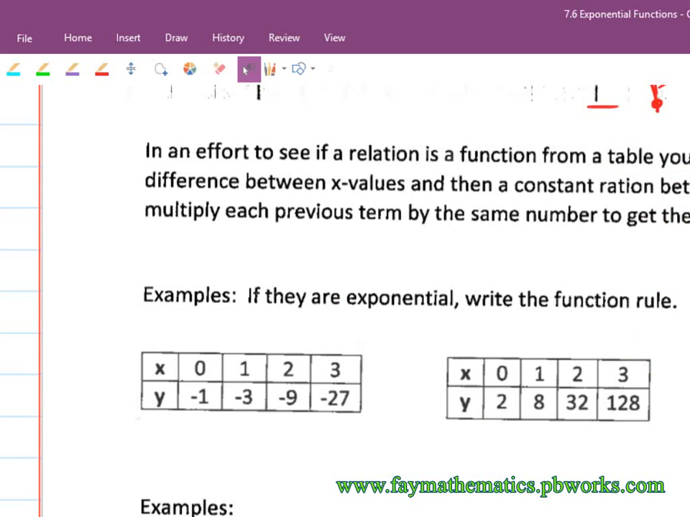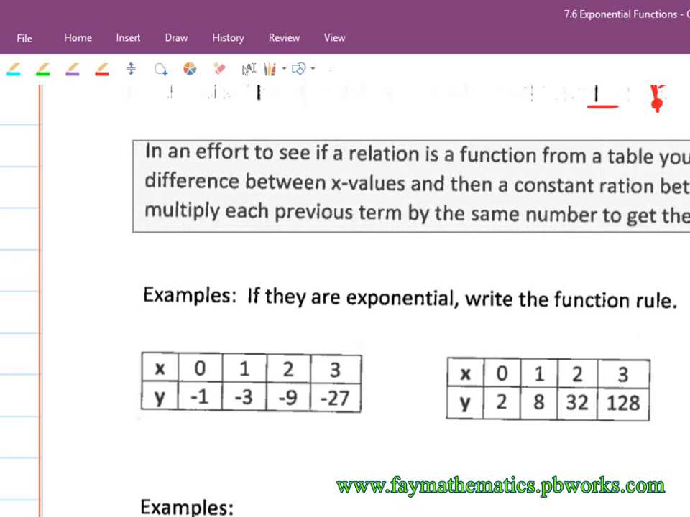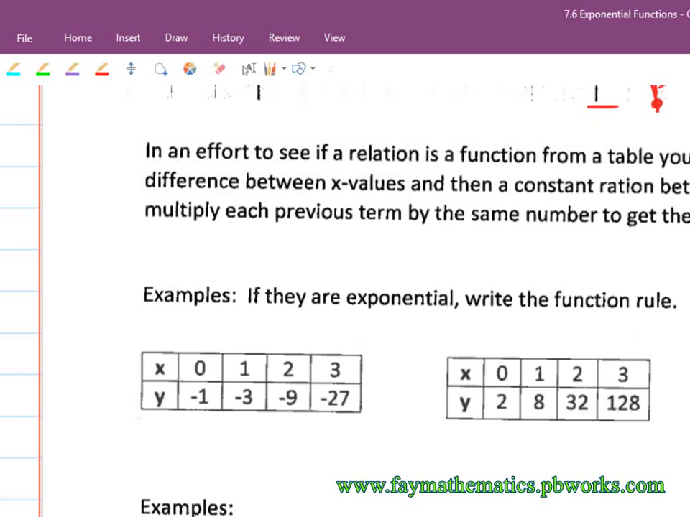So that's kind of a brief, quick introduction to what exponential functions look like, what those curves look like. One of the main things that we like to do is look at a relationship and see if that relationship, through a table or a set of ordered pairs, actually is generated through looking at an exponential or using an exponential. So it says in an effort to see if a relation is a function from a table, you make sure that there's a constant difference between x values and a constant ratio, I should say ratio, not ration, between y values, meaning that you multiply each previous term by the same number to get the next term in the list.